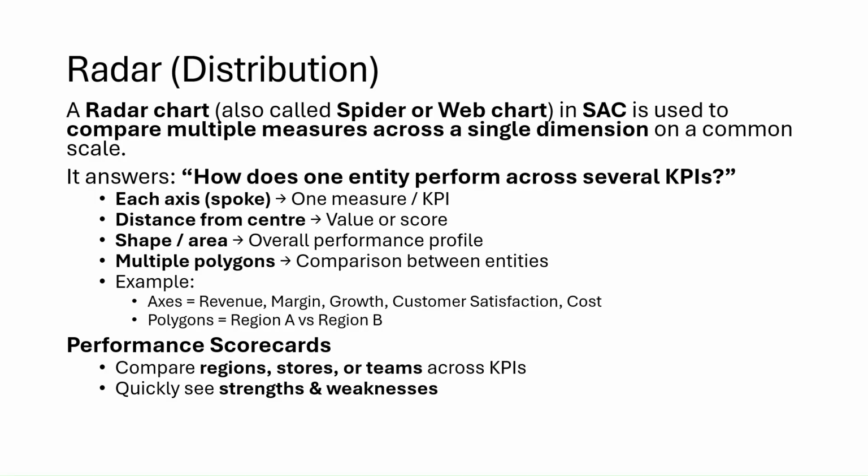The shape or area gives you the overall performance or profile, and multiple polygons show you the comparison between the entities. For example, you will have axes such as revenue, margin, growth, customer satisfaction, and cost, and then polygons for region A versus region B. A performance scorecard compares regions, stores, or teams across KPIs, so you can quickly see strengths and weaknesses.